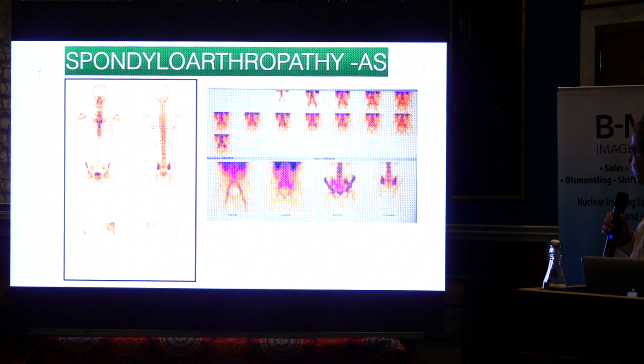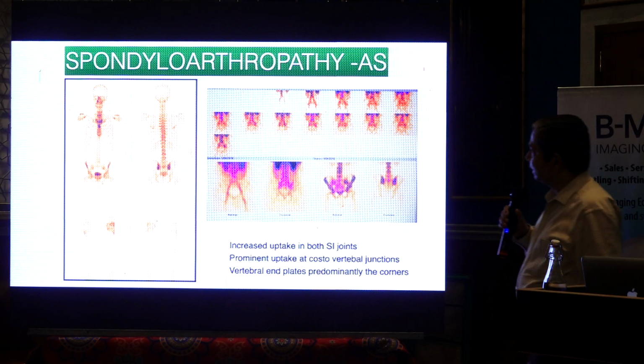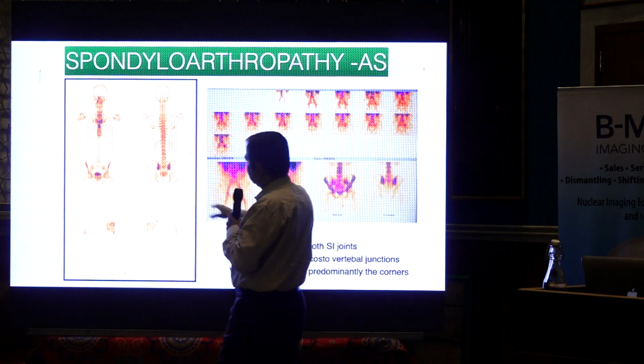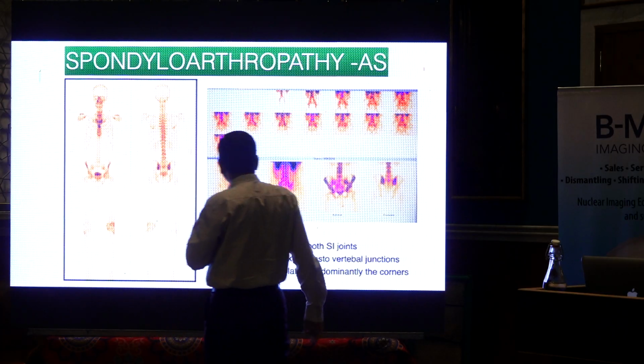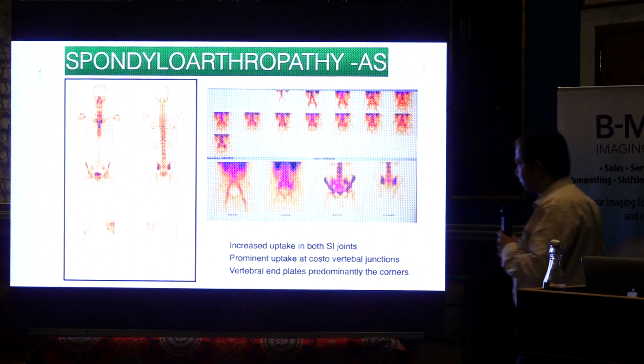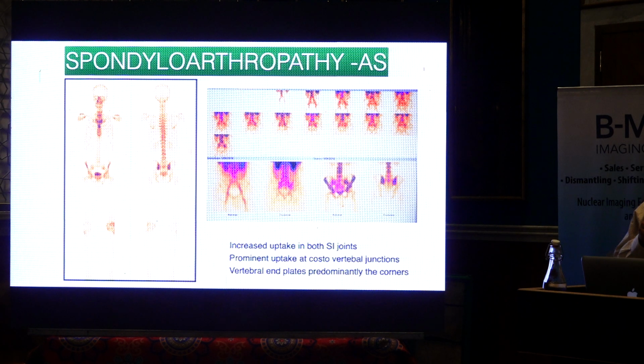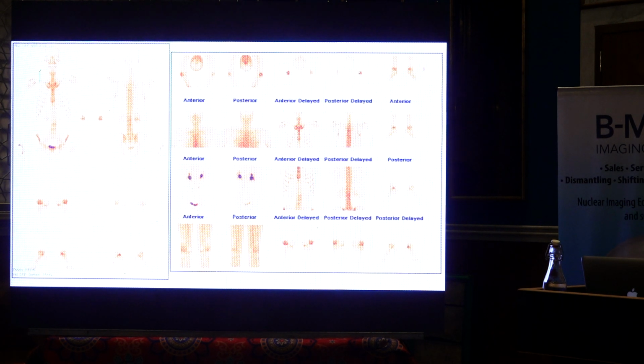Multiple joint pains, the patient presents with this. There is an increased uptake you can see in the sacroiliac joints. And then there is prominent uptake in the costovertebral junctions, vertebral and neck. This was a case of AS, ankylosing spondylitis.